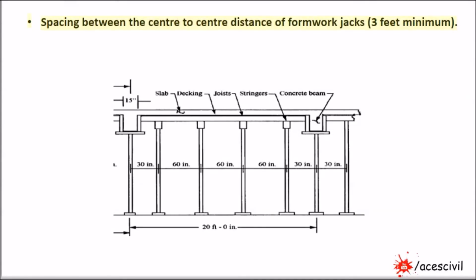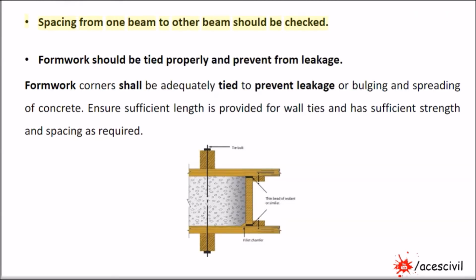Spacing between the center to center distance of formwork jacks, 3 feet minimum. Spacing from one beam to other beam should be checked. Formwork should be tied properly and prevented from leakage. Formwork corners shall be adequately tied to prevent leakage or bulging and spreading of concrete. Ensure sufficient length is provided for wall ties and that they have sufficient strength and spacing as required.